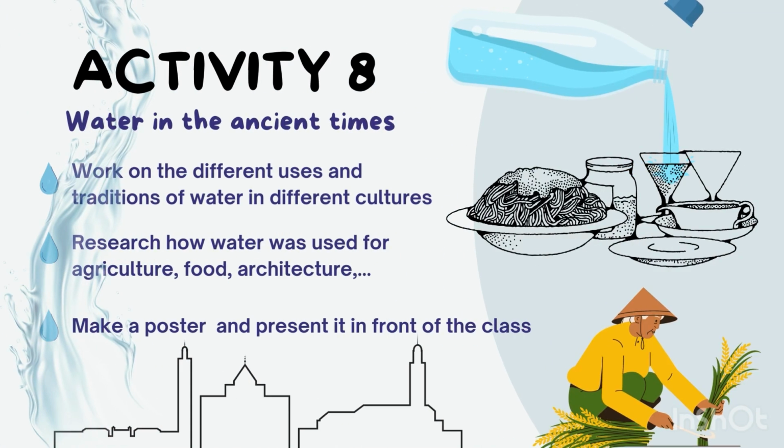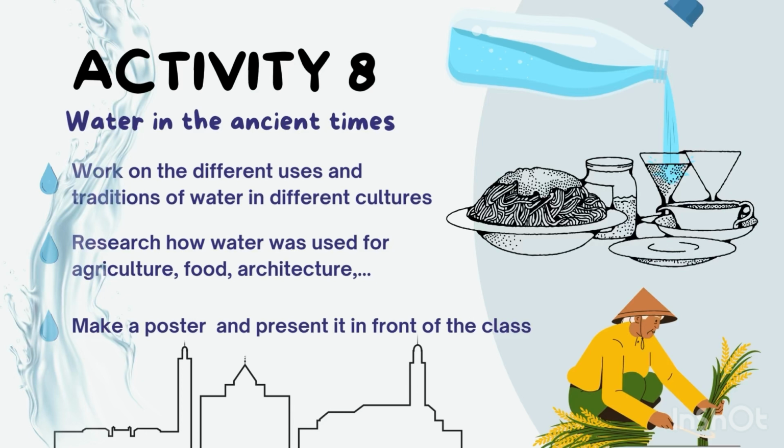In activity number 8, we will work on water in ancient times. In this activity, we will work on the different uses and traditions of water in different cultures to see the relationship between them. To begin with, students will be divided into groups of 4 or 5 people, and each group will choose a different culture: Egyptian, Moroccan, Greek, Spanish, selected with the help of the teacher before starting.